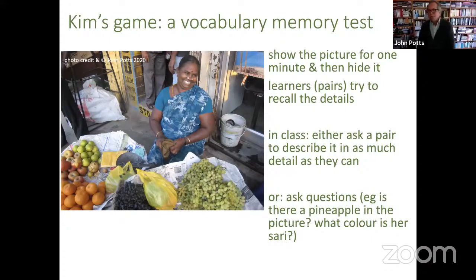Yeah, so it's called Kim's Game. In Kim's Game, you need a picture with lots of different vocabulary items in it, so that there's plenty for people to try to remember.